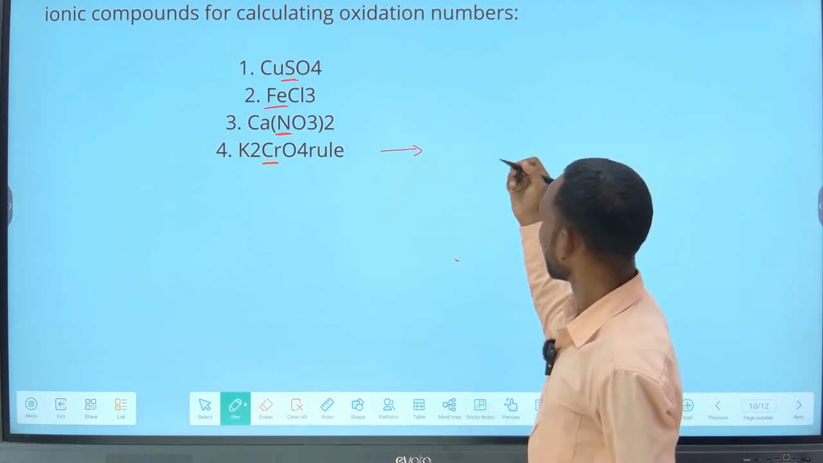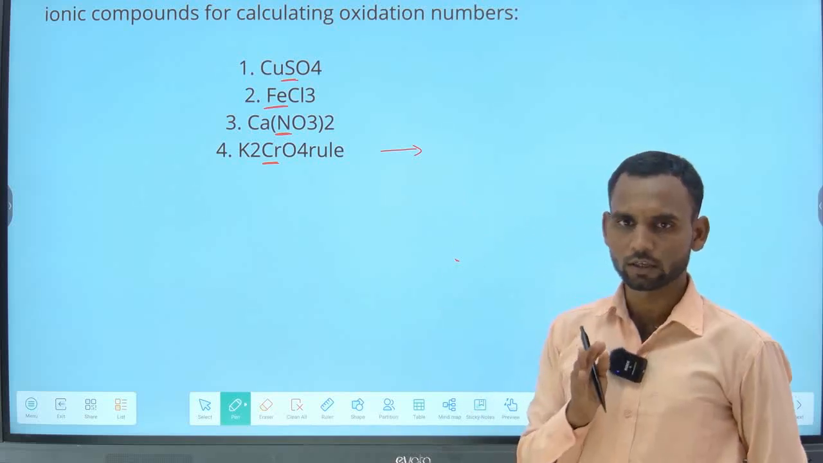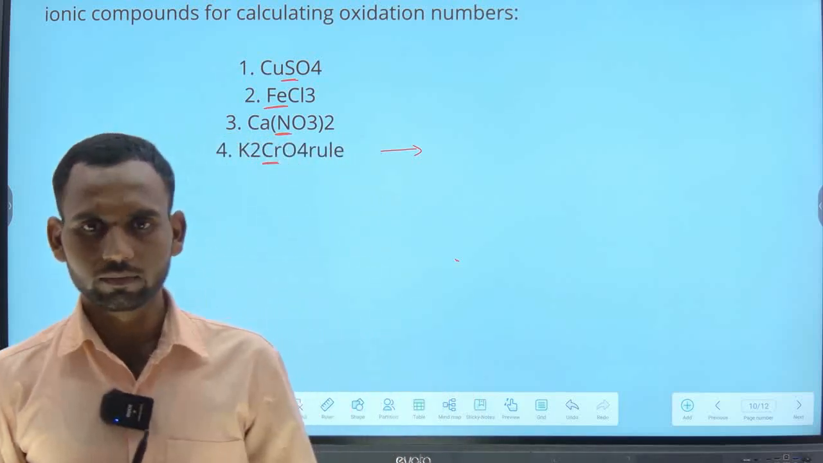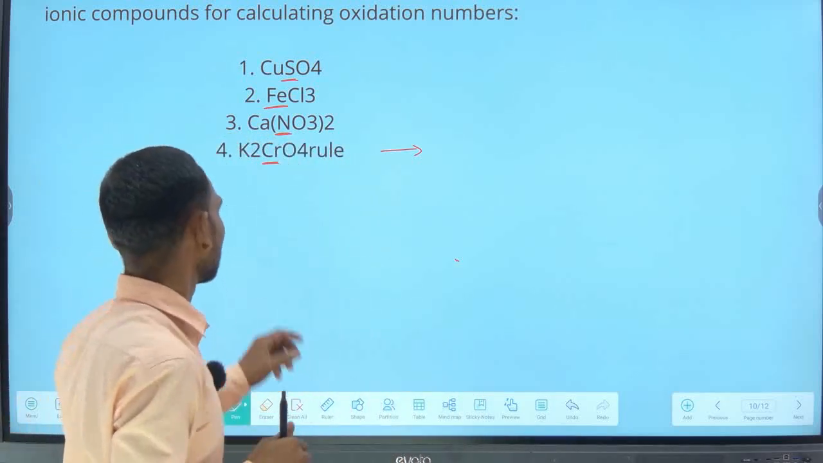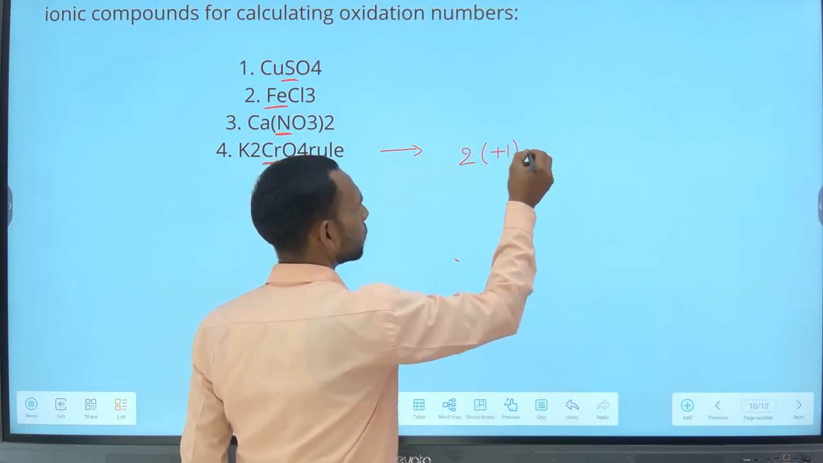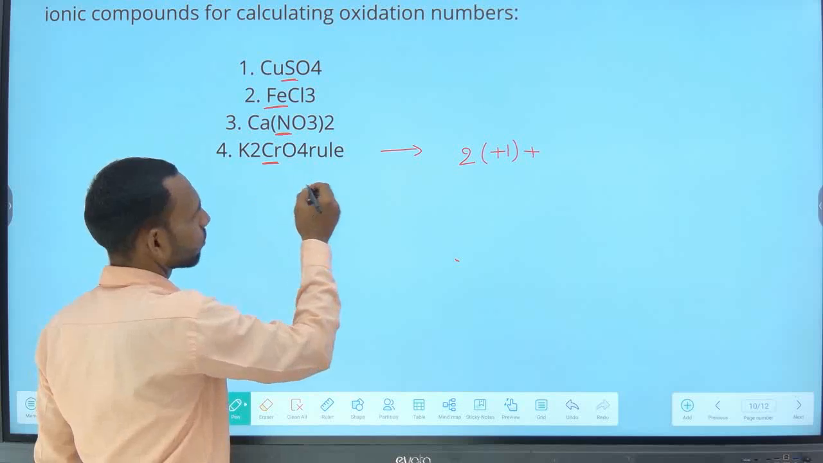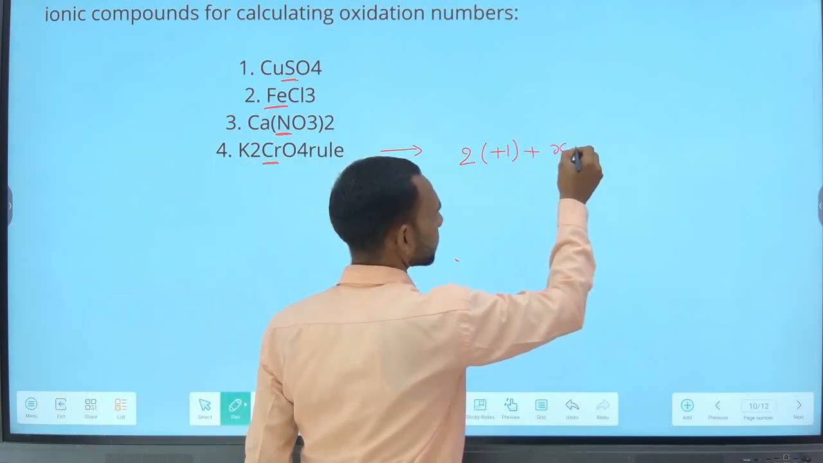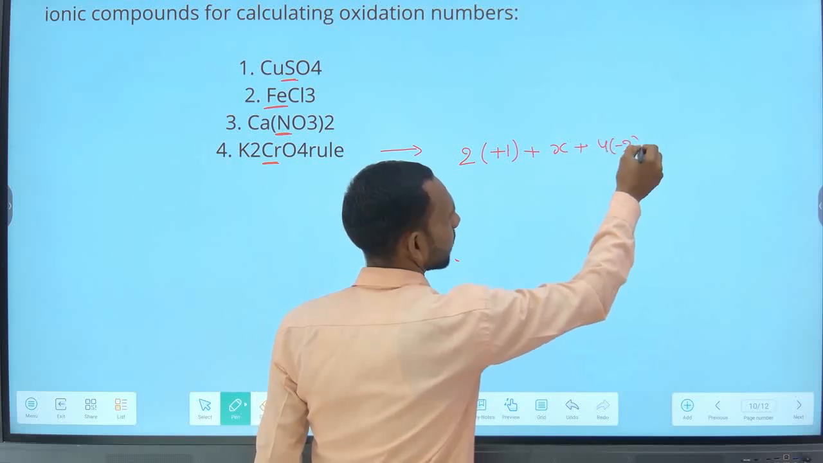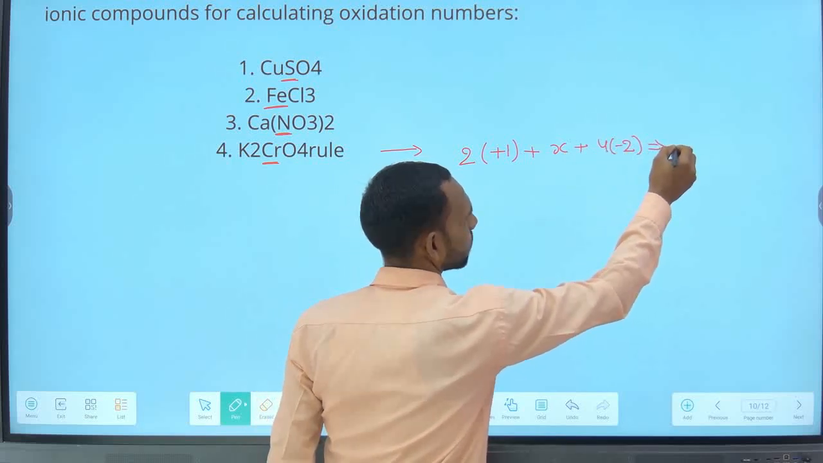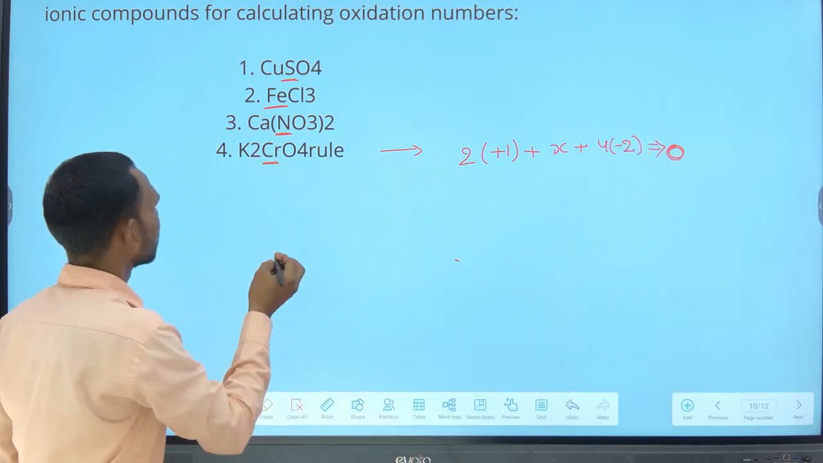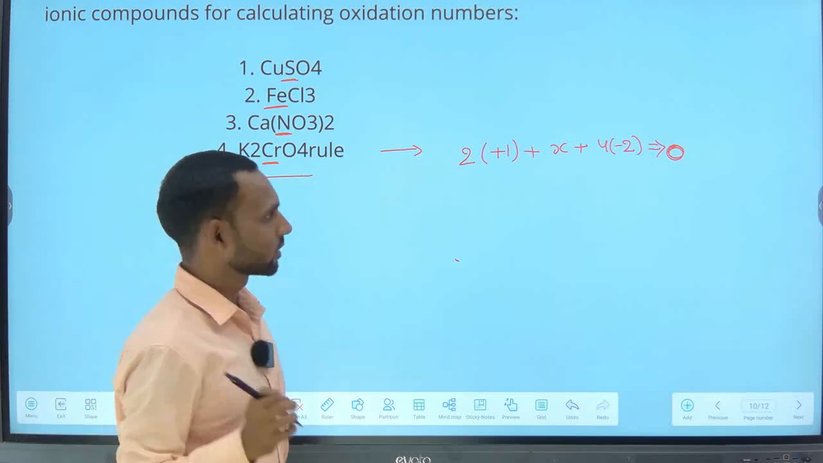K2CrO4. The potassiums are first group elements. We learned in the first topics that alkali metals have the +1 oxidation state. So potassium has the +1 oxidation number, with 2 potassiums. For chromium, we calculate the oxidation state. Suppose X plus the number of oxygens, 4, each with oxidation state -2, total equals 0, because there is no ionic charge on the molecule.